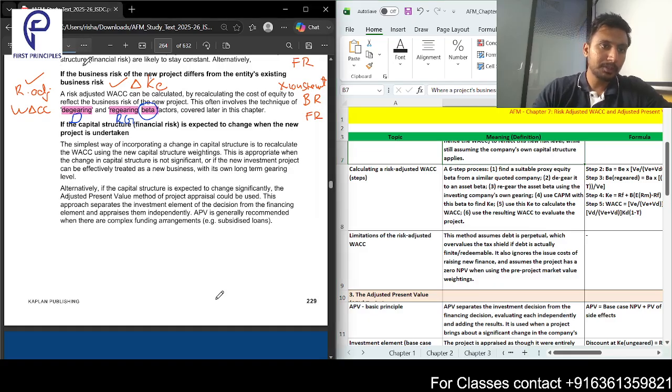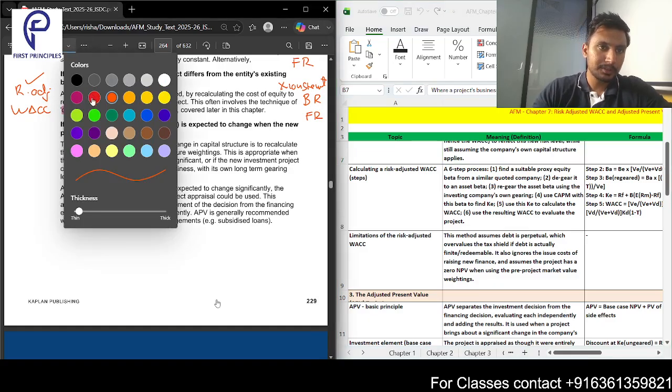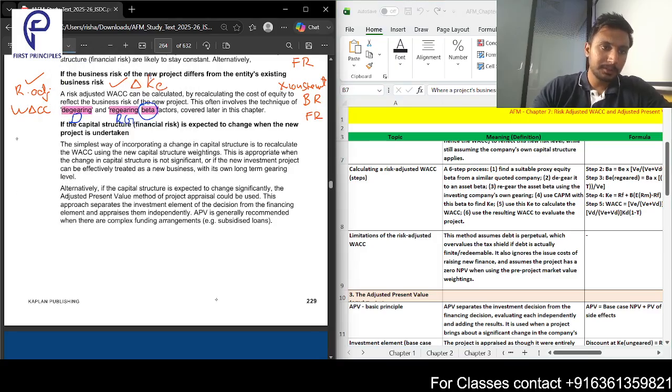So if your capital structure, your financial risk, is not changing much, that is one case, and in the second case your financial risk is changing much. So what do we do in either case?